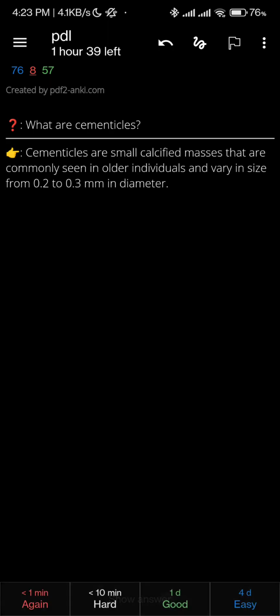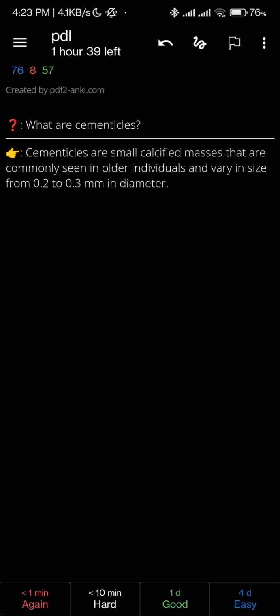What are cementicles? Their diameter ranges from 0.2 to 0.3 millimeter, seen in older individuals.